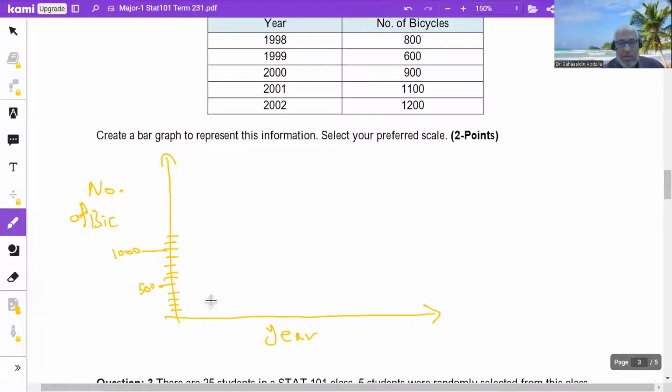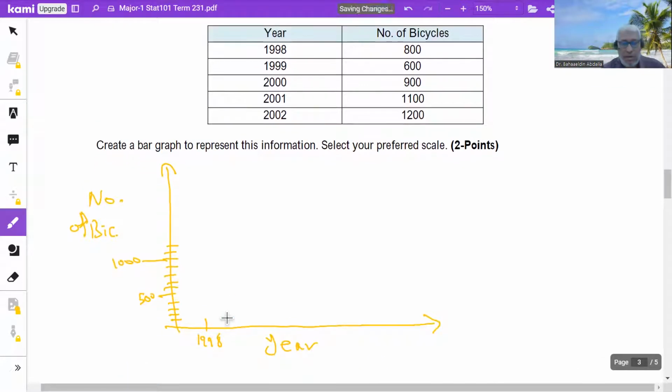Years start. This is year 1998. Okay, and this is 1999. This is 2000, 2001, and 2002. For the first year, I will draw like this, a bar up to 100. So 6, 7, 8. This is 100. So this is the first bar.